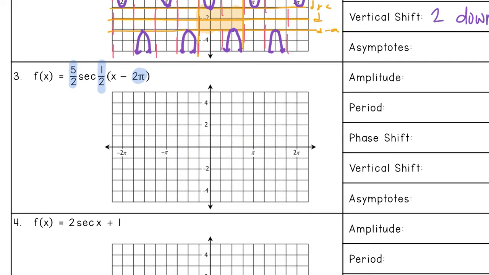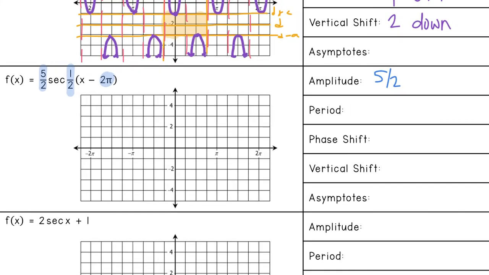So 5/2 is A, so our amplitude is going to be 5/2. And just because I know we're going to have to graph this in a little bit, as a decimal, 5/2 is 2.5. That makes it a little bit easier to picture. Okay, period is 2 pi divided by B, but for us, B is 1/2. So when you divide by a fraction, you multiply by the reciprocal. So this ends up being 4 pi. So this one's going to be really stretched out. Phase shift is 2 pi, but because it's minus, that means that it is going to the right.